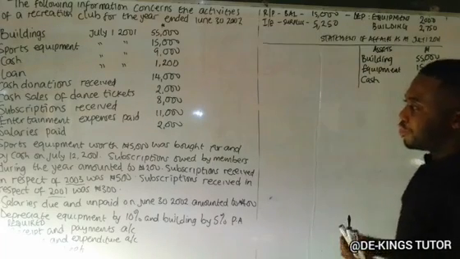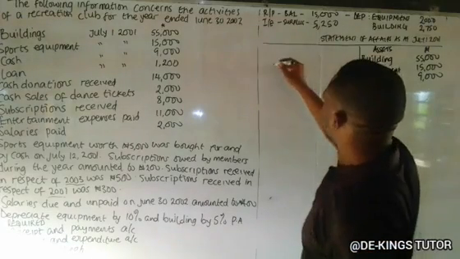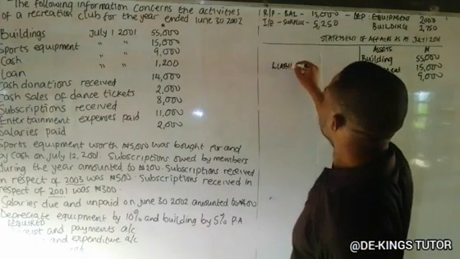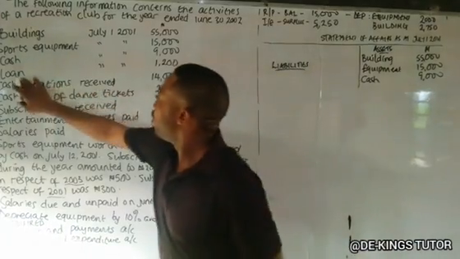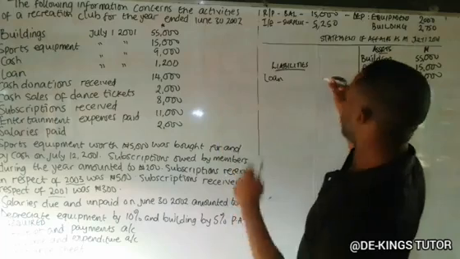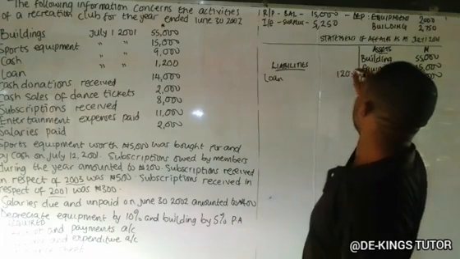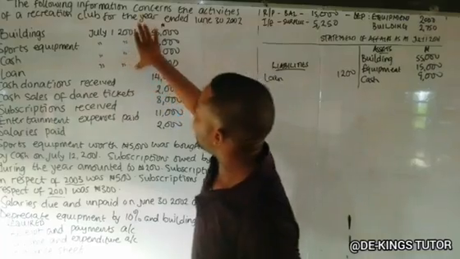Okay, so that is that. Now also our liabilities. Our liabilities now will be loan. Loan is a liability. So our liability loan is 1,200. Okay, so there is no other item as at July 1st here.